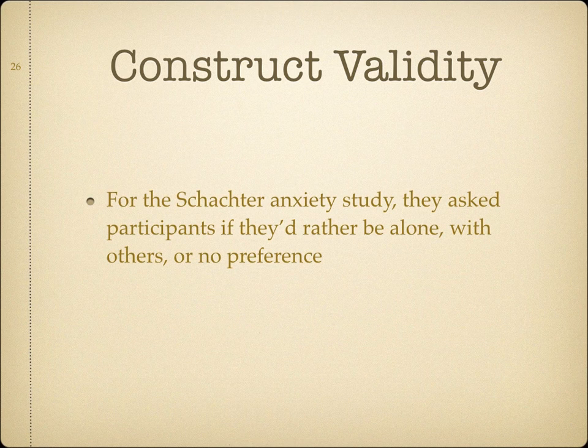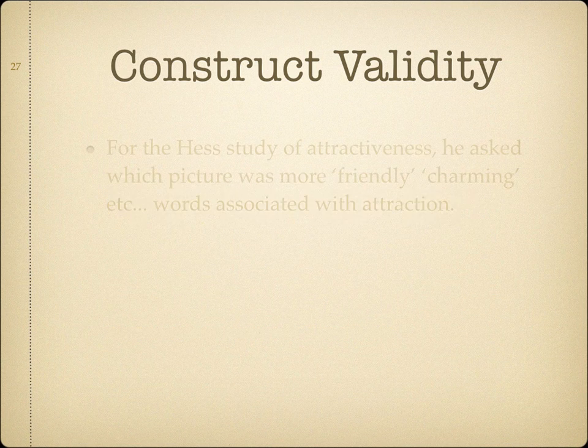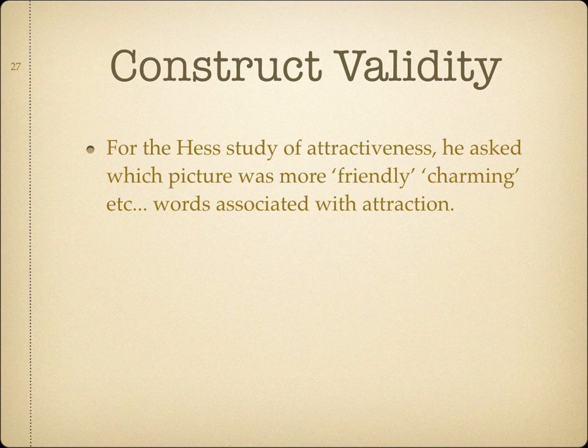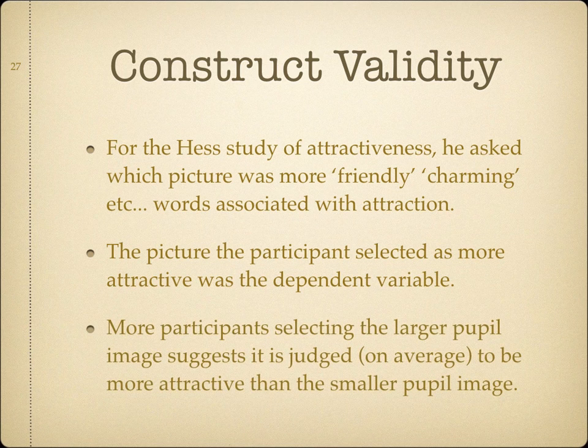For the Schachter study, they asked participants if they'd rather be alone, with others, or no preference, so the dependent variable was recording their response to the precise wording. For the Hess study of attractiveness, he asked which pictures people found more friendly or charming, words that are often associated with attraction. The picture that participants selected as more attractive was the dependent variable. Participants tended to select the larger pupil image, suggesting that it is more attractive than the smaller pupil image.